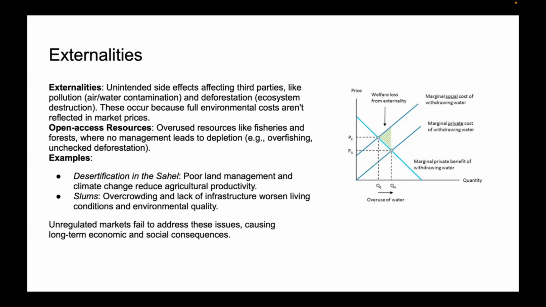We'll also discuss open access resources like fisheries or forests, where overuse happens because no one owns or manages the resource. For example, in many coastal regions, overfishing depletes fishing stocks faster than they can regenerate, affecting local economies and food security. Similarly, deforestation, particularly in tropical rainforests, continues largely unchecked, contributing to habitat loss and climate change.